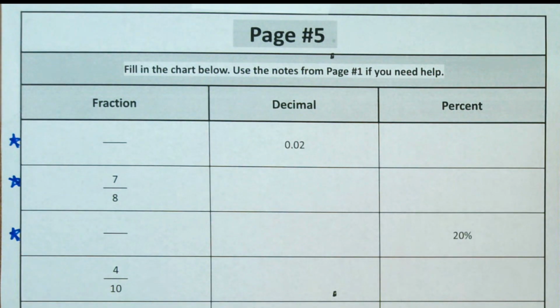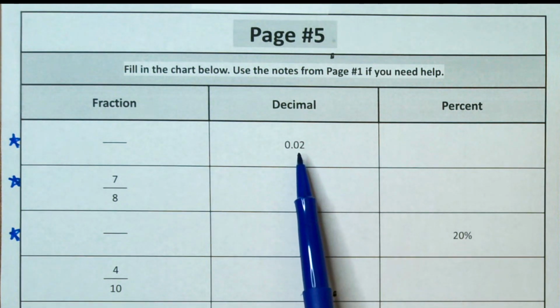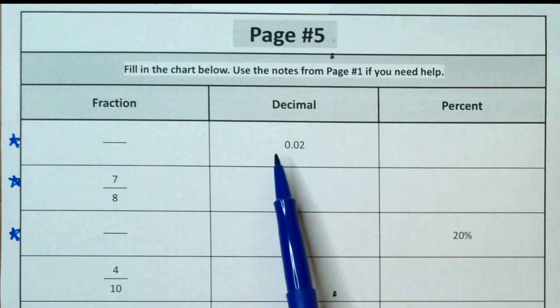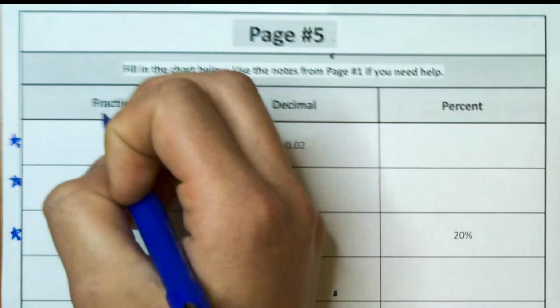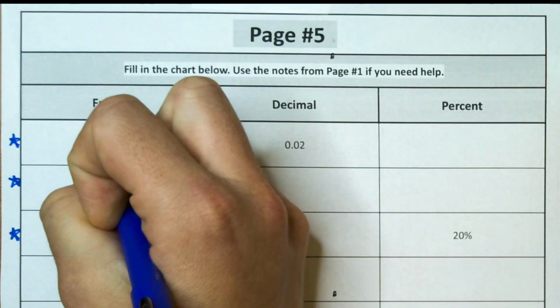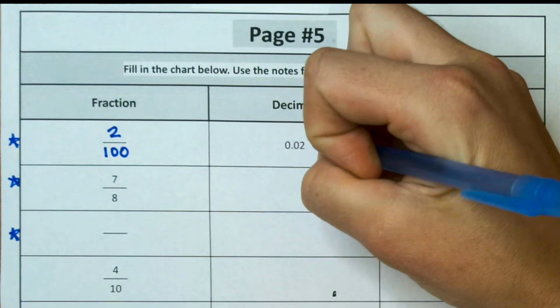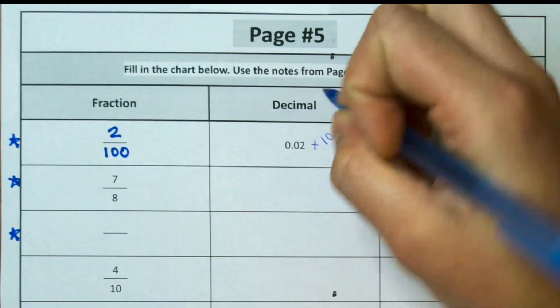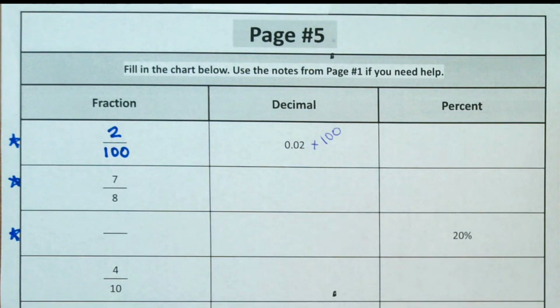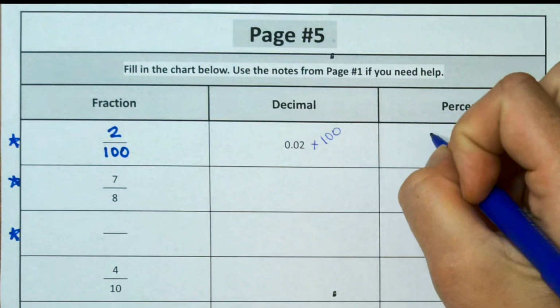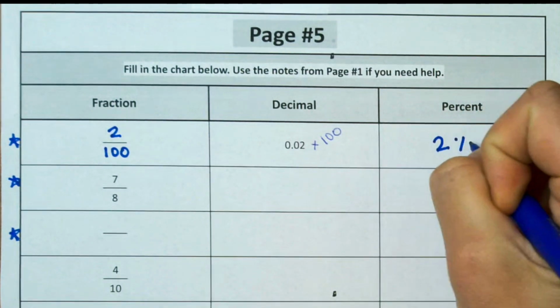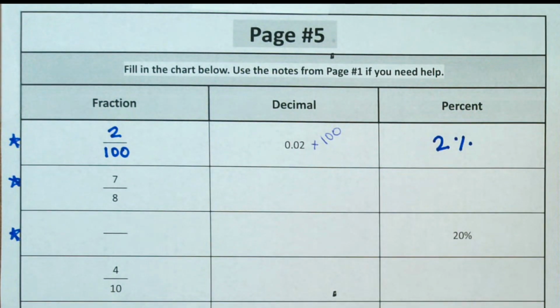All right, so for our first problem, our decimal is already filled in. And I know the way we could use place value to say this out loud is 2 hundredths. So I'm going to go ahead and write in my fraction. And then to go from a decimal to a percent, I can either move my decimal forward 2 spaces to the right or multiply it by 100, and we get 2%.